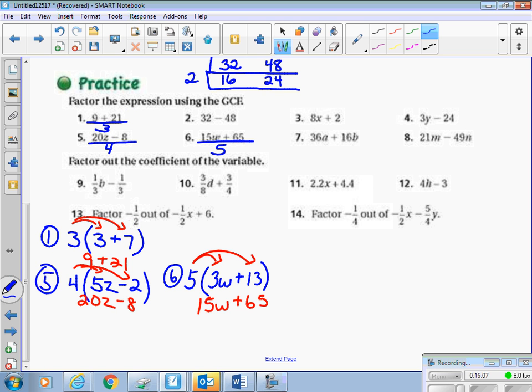What can go into 16 and 24 evenly? Well, both of those are divisible by 8. So let's try 8. 8 goes into 16 2 times, and 8 goes into 24 3 times. Does anything go into 2 and 3 evenly? Nope, so we bring down 1s and multiply everything in there. 2 times 8 times 1 times 1 would give me, what did I just do wrong?